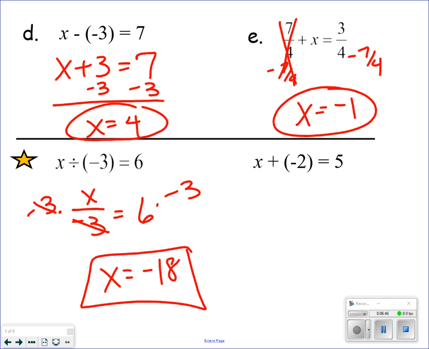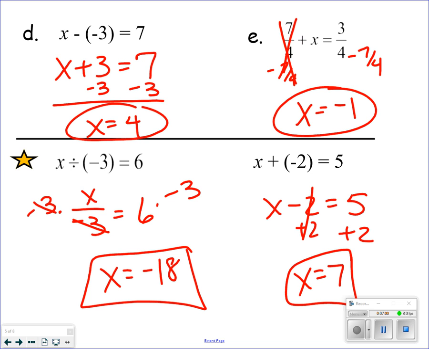Again, I don't like having two signs. A plus and a minus is the same as subtraction. I'm going to add 2 to both sides, the inverse operation, and 5 plus 2 would be 7. Again, you can always check your answer if you want to. Plug 7 back into this equation: 7 plus a negative 2 equals 5, and it is correct.